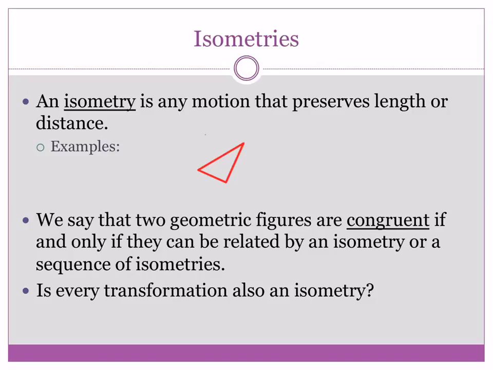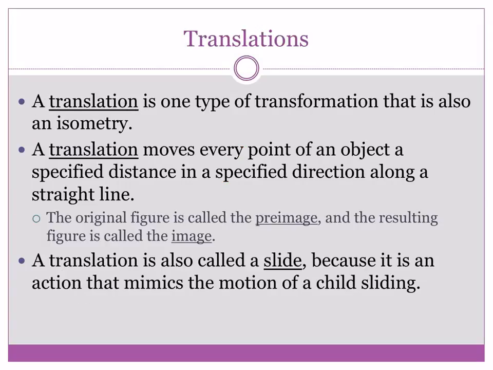That right there is smaller than where I started with it. It's also got a rotation. I twisted it around some. The rotation's not a problem, but the fact that I did not preserve those lengths is making it not an isometry. Okay? So not all transformations actually are isometries. All right, so we're going to talk about some first, though, that are.